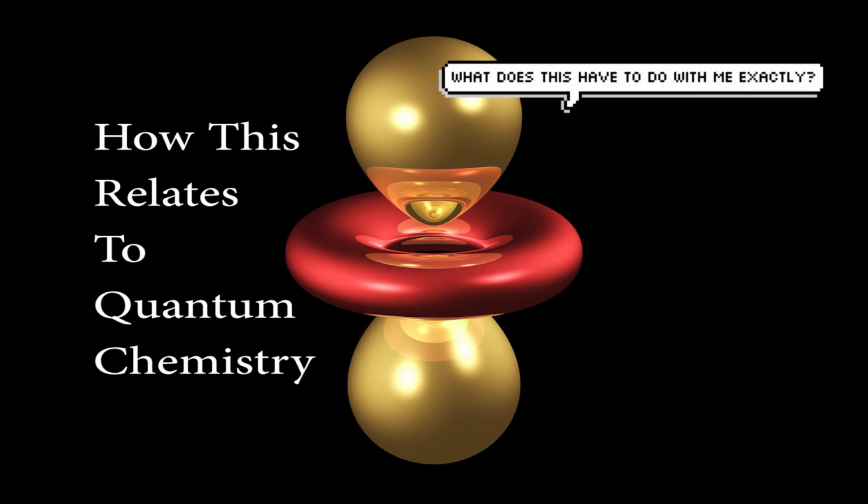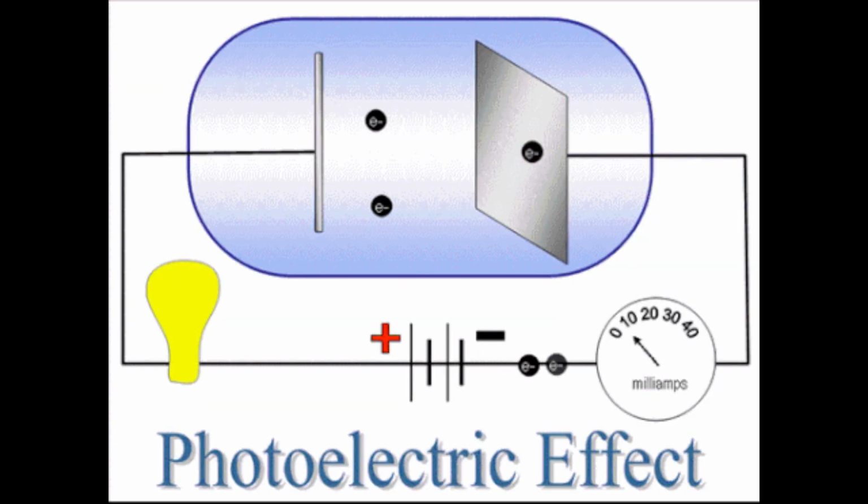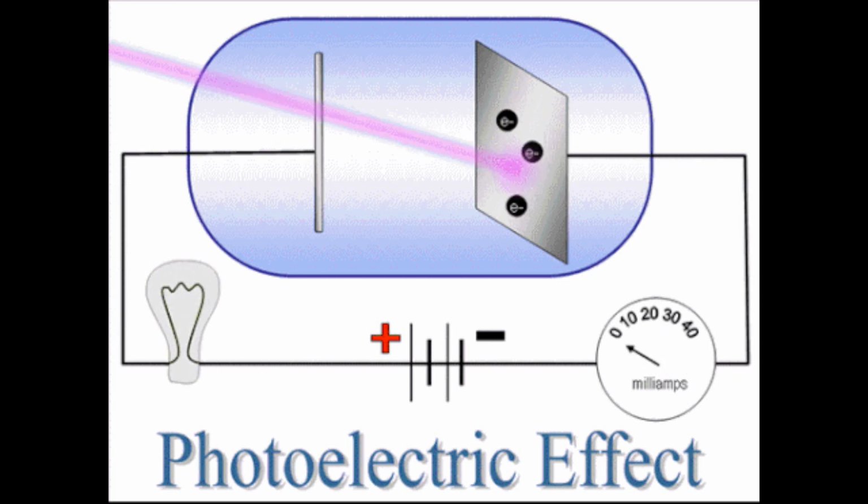Photodynamic therapy relates to quantum chemistry primarily in 2 ways, through the mechanism of the photoelectric effect and through the example of the particle-in-a-box model. The photoelectric effect is the observation that when light of a specific wavelength is exposed to a surface of a material, some material is able to emit electrons perpendicular to its surface.